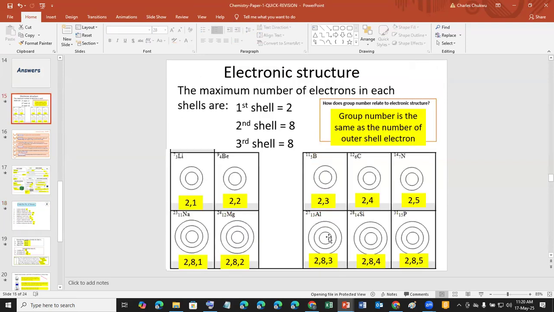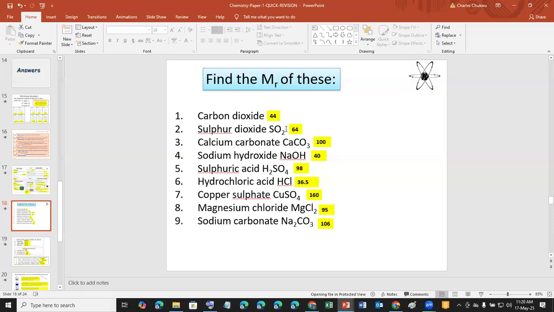Where is sulfur here? Sulfur is also in group 6 too, but I'm trying to remember, I think it's 286. It comes after phosphorus. So it's 286, that's 16. 16 plus 16 is 32. So if it's 32, let's see if we can calculate this.